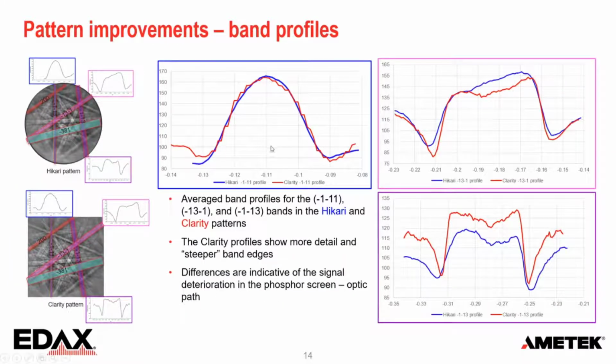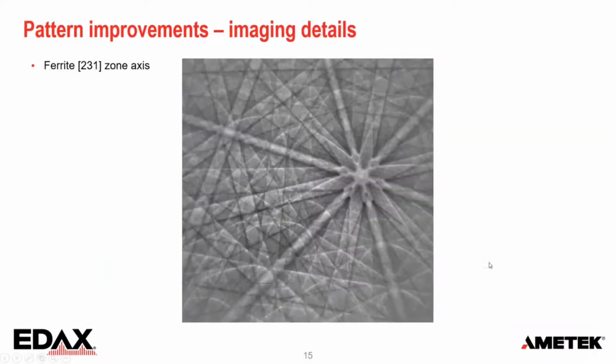And if you superimpose those, you can just see the difference in detail that you can get, and also that the bands on the clarity are sharper and narrower than what they are on a CCD phosphor screen based system. If you want to see more details, we can just retract the detector a little bit and see what happens.